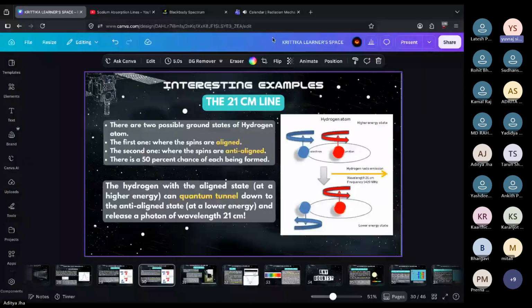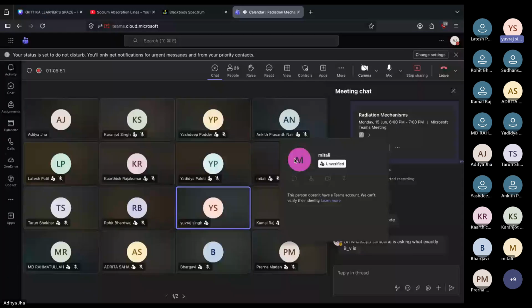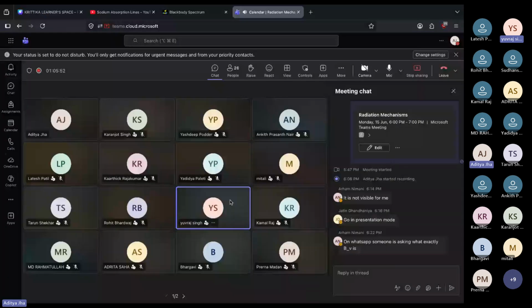Yeah, but on this 21 centimeter line, do we see objects in space that emit these lines specifically? What? I'm not able to hear you clearly. Let me tell. Okay.